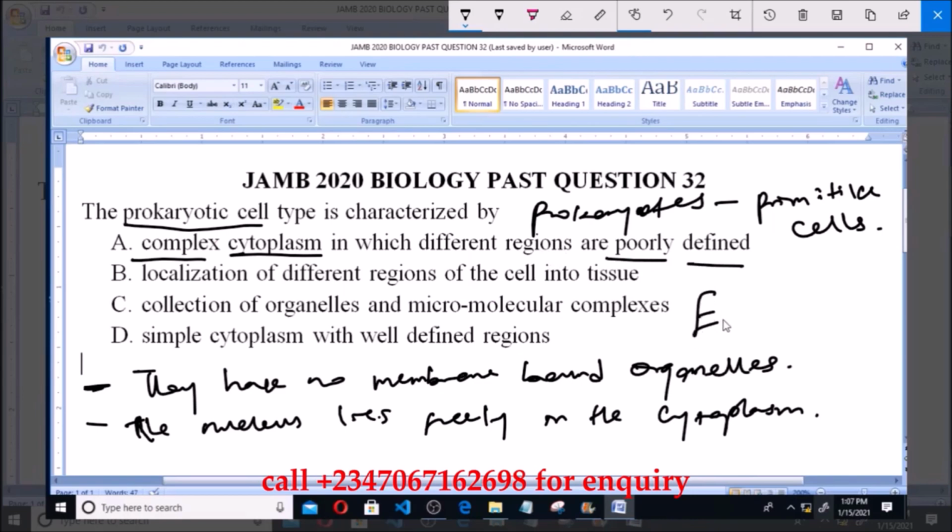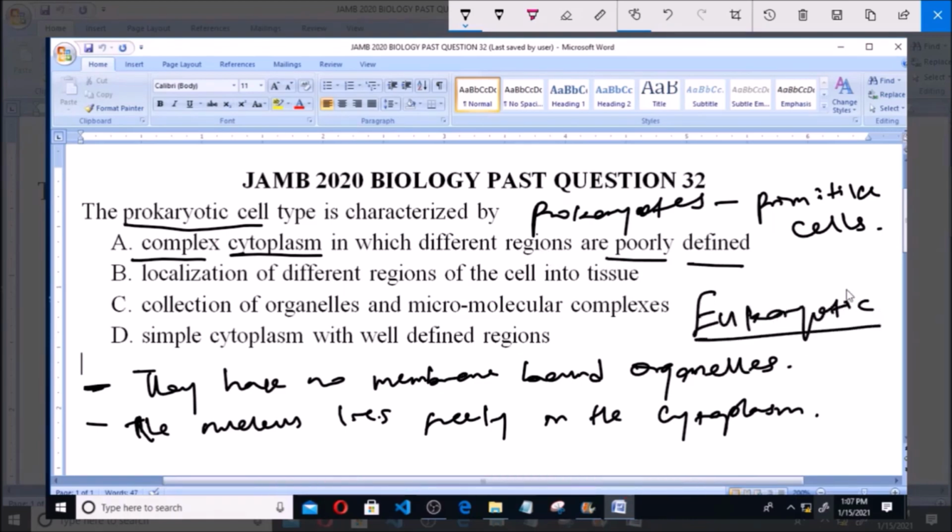Unlike prokaryotes, eukaryotic cells have well membrane-bound organelles in such a way that each organelle has its own specific position, thereby making their cytoplasm simple with well-defined regions. But in terms of the prokaryotic cell, they have no membrane-bound organelles, making the cytoplasm a complex cytoplasm. So option A is the right answer to the question.